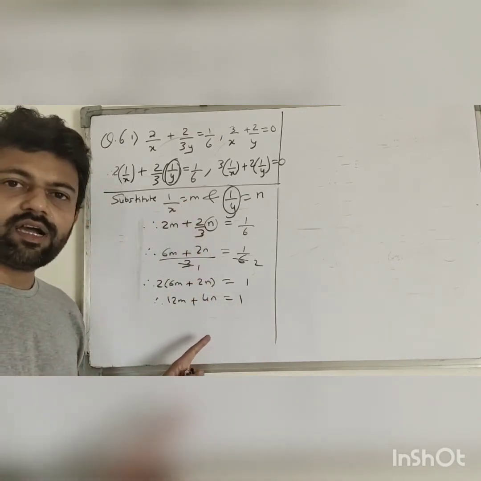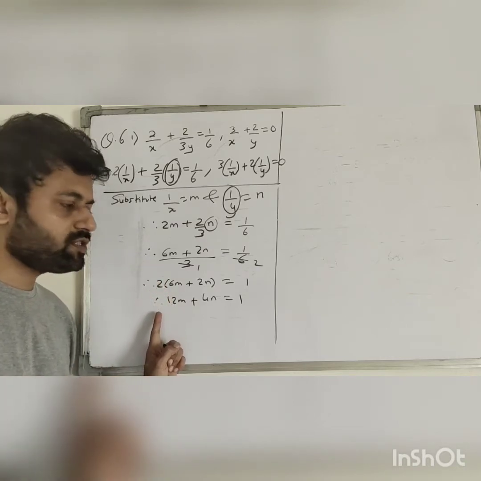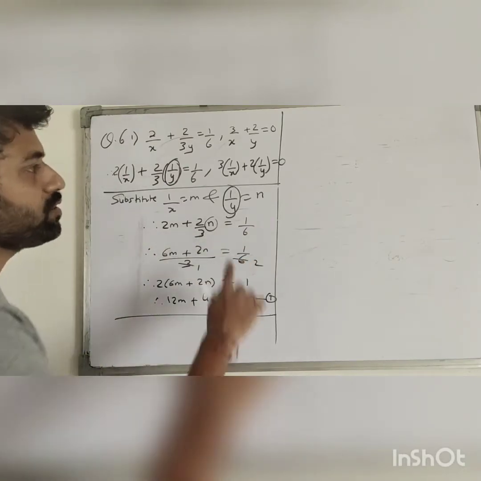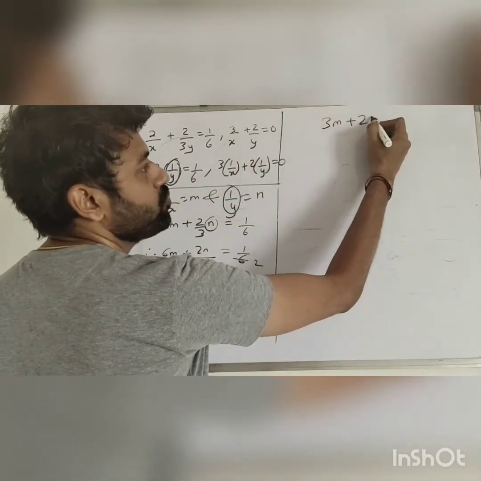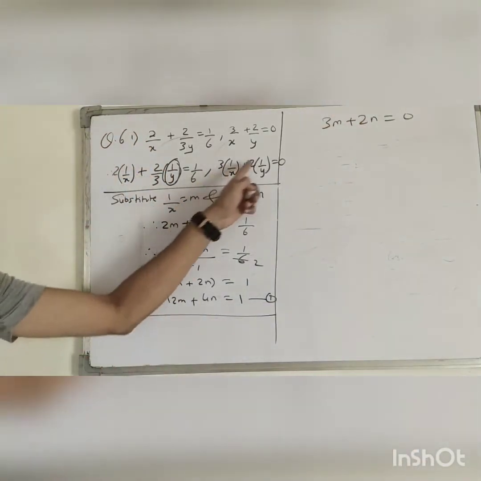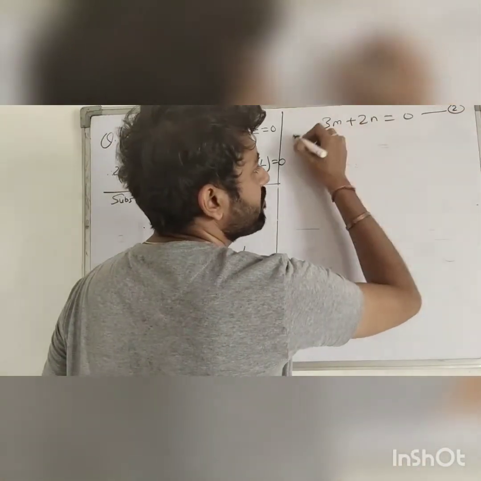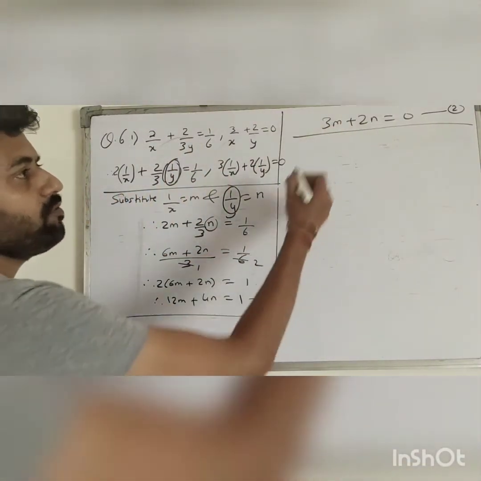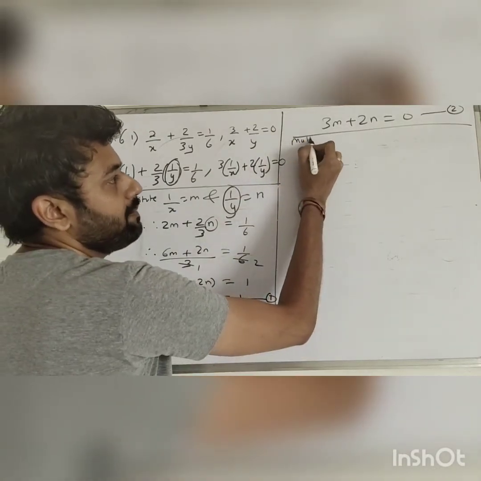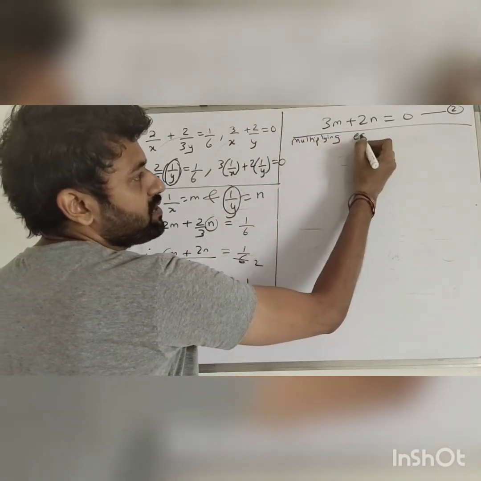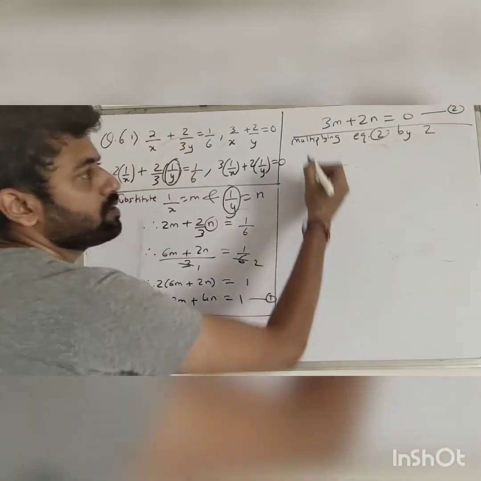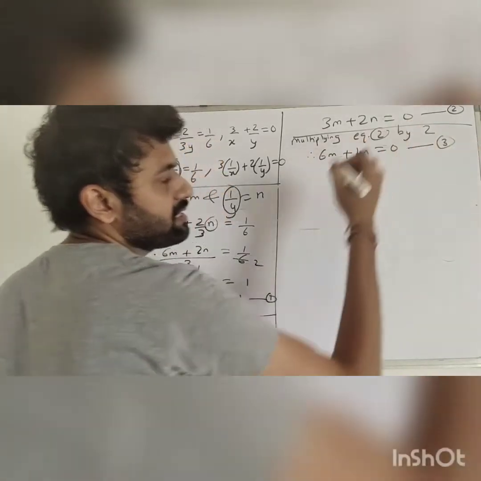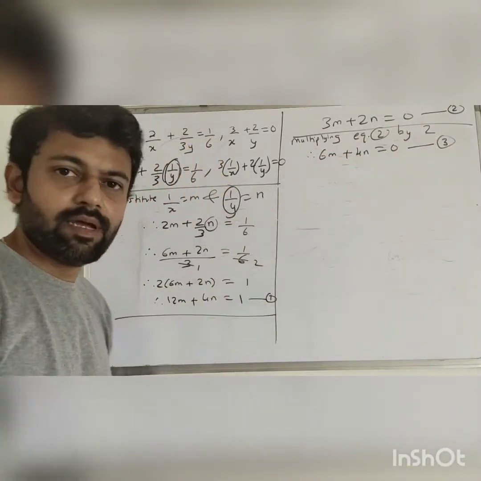Remember, these are equations we are continuing. At every step you should put the therefore sign. This is equation number 1. Let us deal with equation number 2. That is 3m plus 2n is equal to 0. Here we have 4n, here we have 2n. I would like to equate both of them by multiplying equation number 2 by 2. So we get 6m plus 4n is equal to 0, equation number 3.